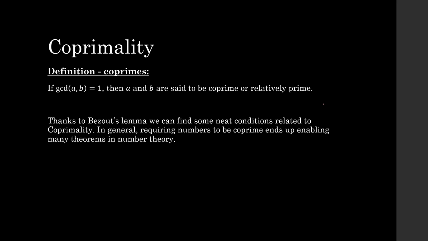And so thanks to Bezout's lemma, we can actually find some neat conditions related to coprimality, and that'll bring us to the last step. These are some lemmas we have to prove. That brings us to the last step to solving linear Diophantine equations. And in general, requiring numbers to be coprime ends up enabling a lot of theorems in number theory, so it's an important tool to have. So, the first lemma on coprimality, this will go.